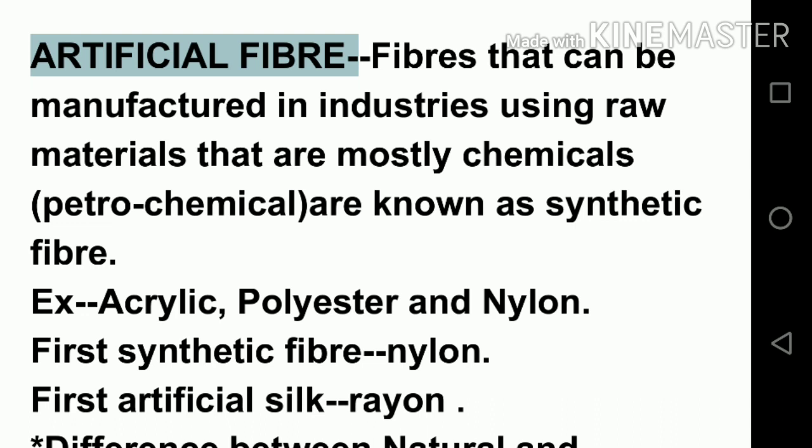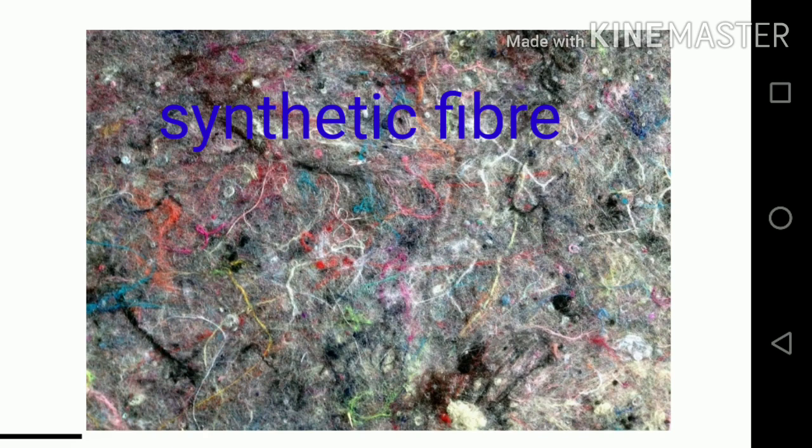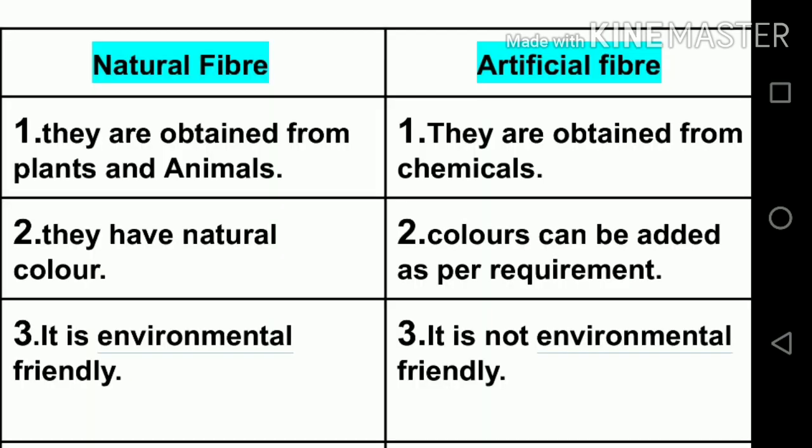The first synthetic fiber ever introduced to the world was nylon, and the first artificial silk was rayon. These fibers are very easy to maintain and affordable. Here on your screen is a synthetic fiber, made of petrochemicals. These fibers are very easy to maintain and affordable, so they are made for every kind of people who can afford them.